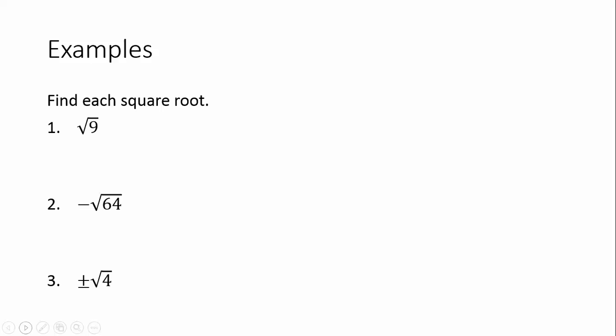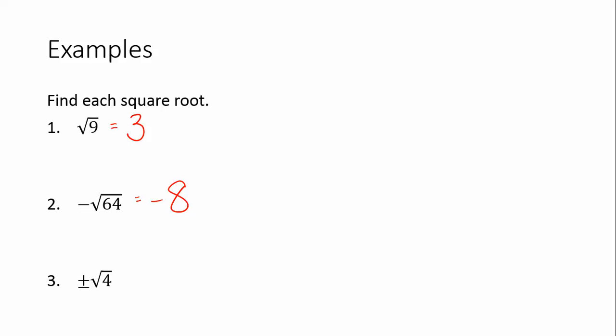So first I simply want you to find each square root. So you're looking for a number that when you multiply it times itself you get 9, so the square root of 9 would be equal to 3. Number 2, it's the square root of 64, but we want the negative square root of 64. So the number times itself that gives you 64 is 8. We want the negative of that, so we want negative 8.